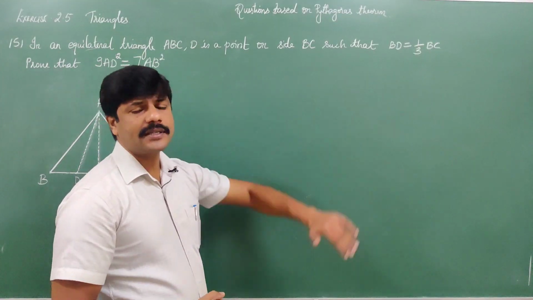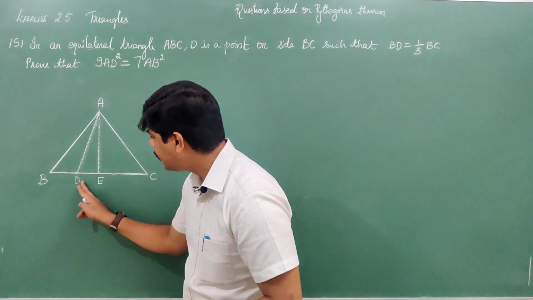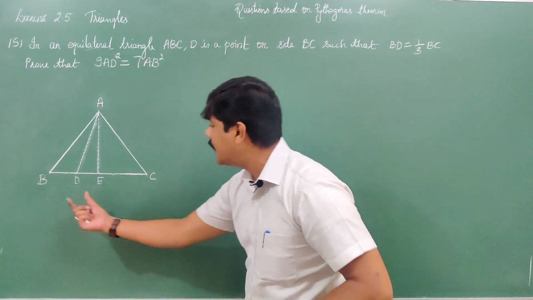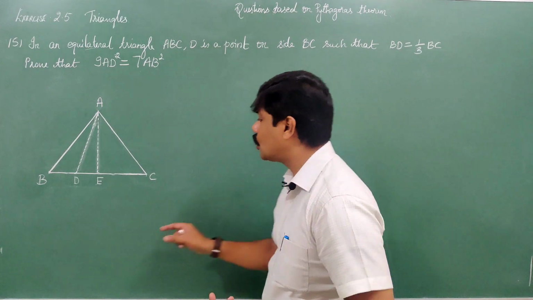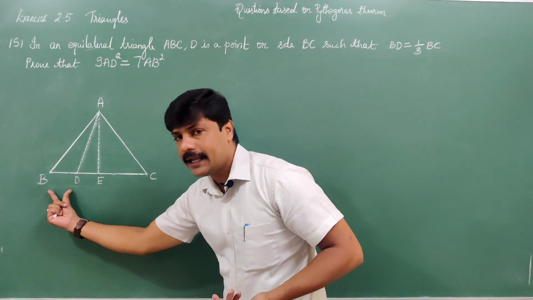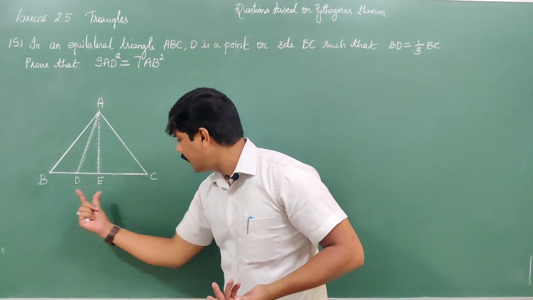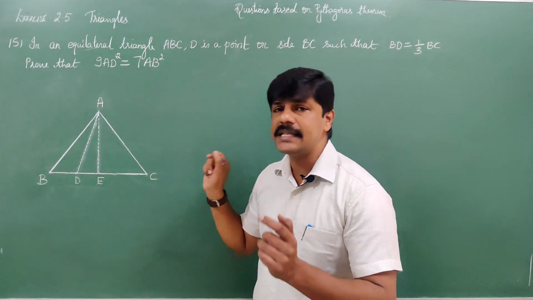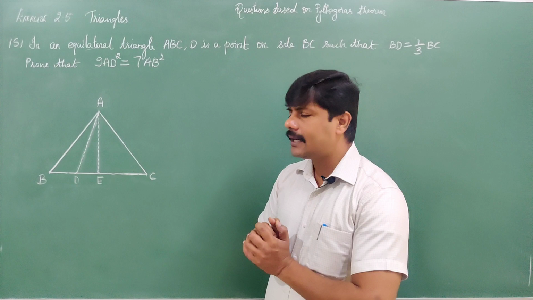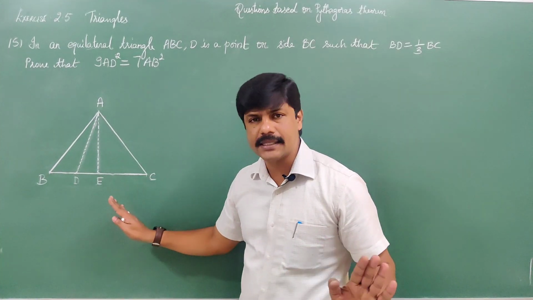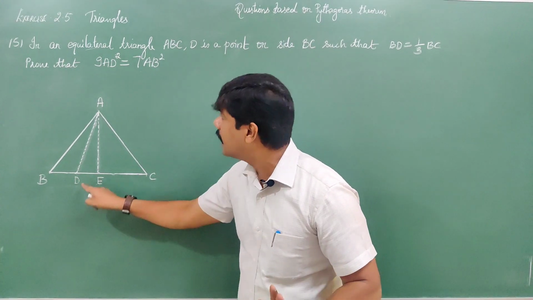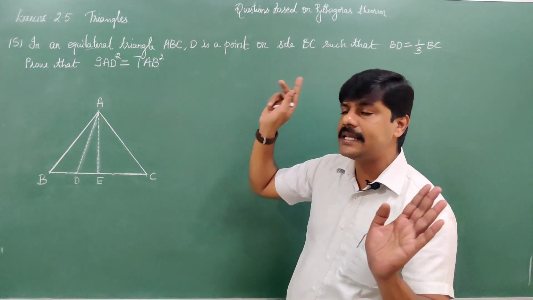D is a point on side BC. D is just a point on side BC. That's all that is given. After that, a condition is given that BD is equal to 1 by 3 BC. So D is a point on BC. And as for construction, nothing is given. Nothing is said here, so whether it is connected to A or to something else is not given. Just D is a point on BC is said.